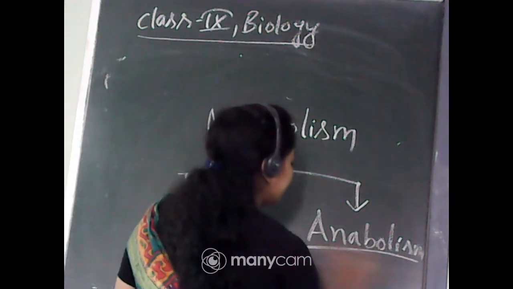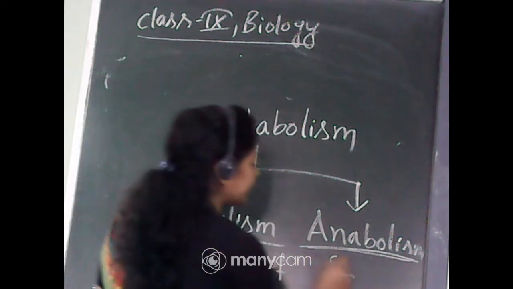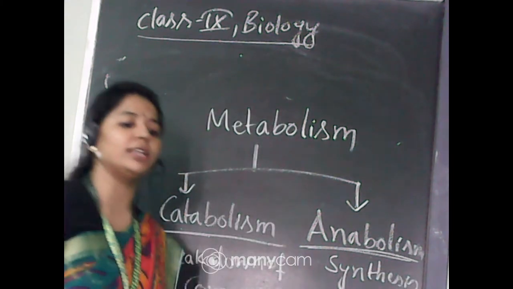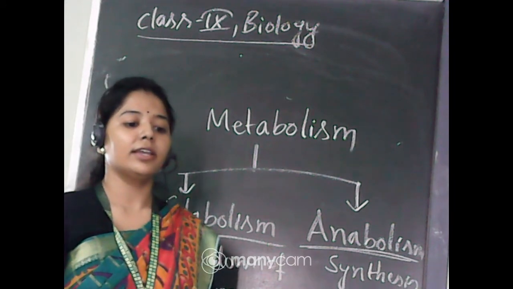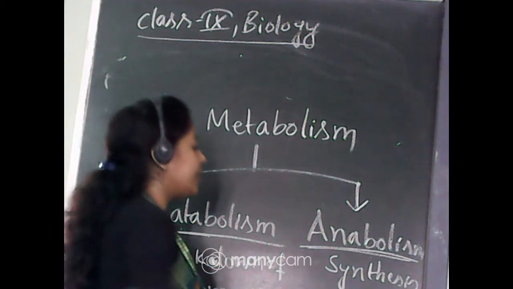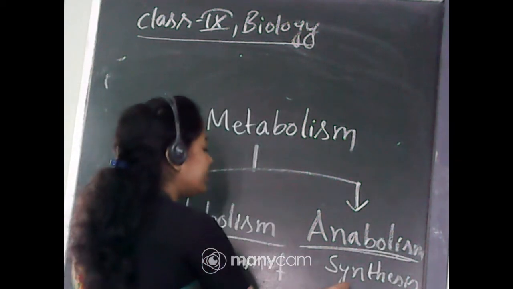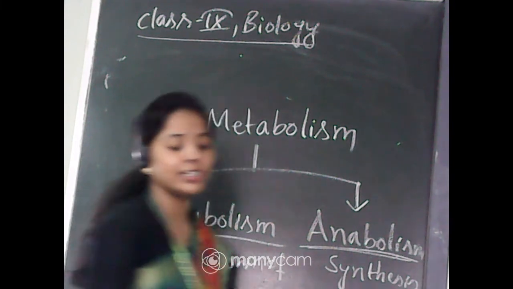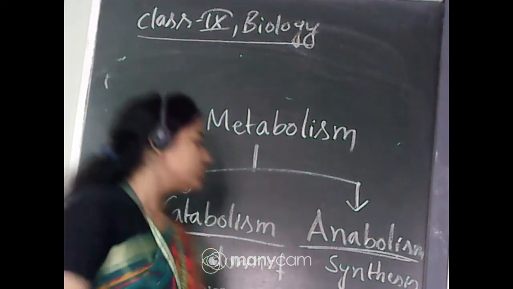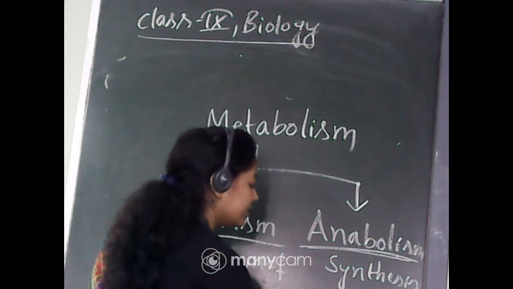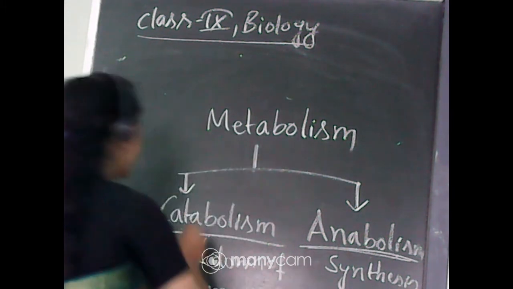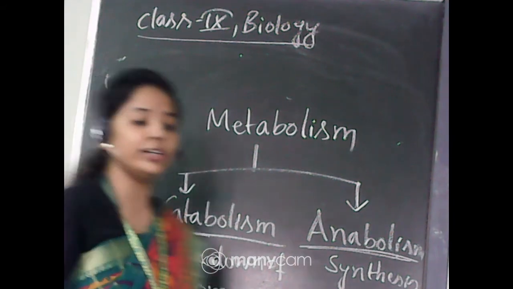But anabolism is just the opposite of catabolism: it is the synthesis of new compounds, like the synthesis of proteins, lipids, and many other things, such as hormones in our body. All these things come under anabolism, and anabolism consumes a lot of energy as it includes the synthesis of new compounds, but catabolism releases a lot of energy.